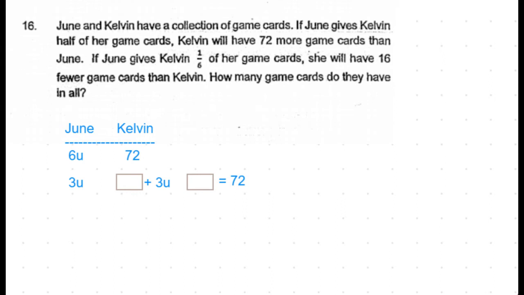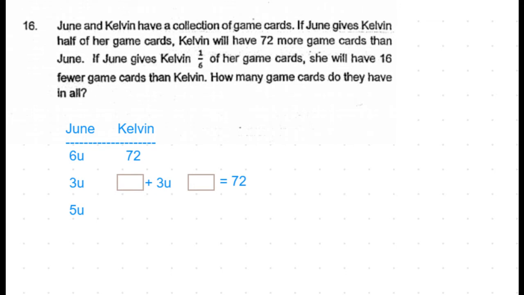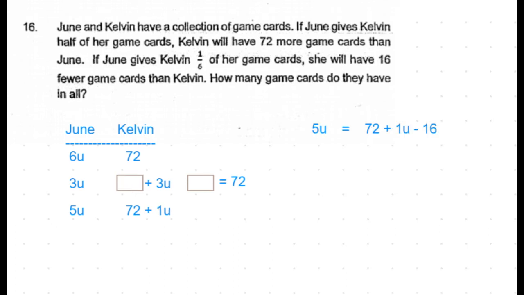Now the second statement is if June gives 1/6 of her game cards, which means out of 6 units, if she gives off 1/6, the remaining with her is 5 units. And Kelvin had 72 game cards, and if he receives that 1 unit, he would have 72 plus 1 unit. Now June has 16 fewer game cards than Kelvin. What Kelvin has now is 72 plus 1 unit. 16 fewer than that is 72 plus 1 unit minus 16, which is equal to 5 units, what June has.